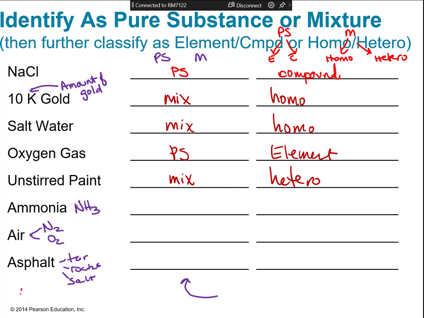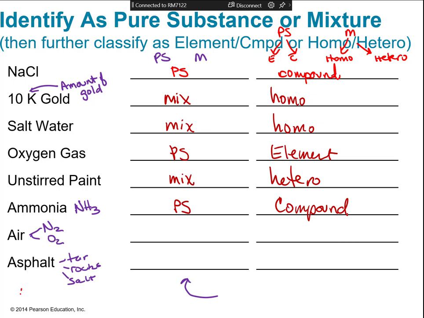Ammonia gas. Ammonia is NH3. So what does that make it? It's a pure substance. Is it an element or a compound? Compound. Remember, that's the trick with identifying compounds: if you see a chemical formula and there's more than one element in the formula, then you know it's going to be a compound.